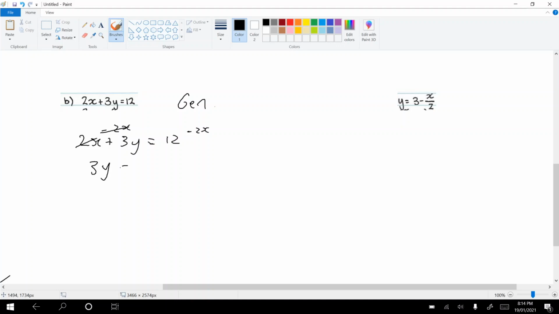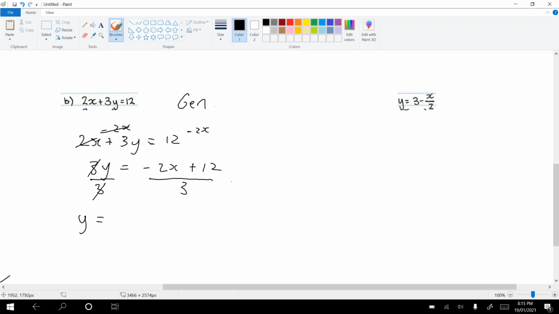And so we'll have 3y equals, now we could write it as 12 take 2x, or we can write it as minus 2x plus 12. Either of those is fine. Next, we're still looking to get y by itself. Here we've got 3y, which means we need to divide both sides by 3. Then you've got 3 at the top, 3 at the bottom. That's going to cancel for us. And we're left with y equals minus 2x on 3 plus 12 on 3.